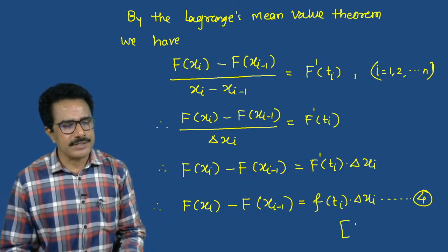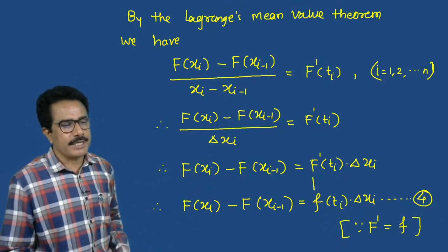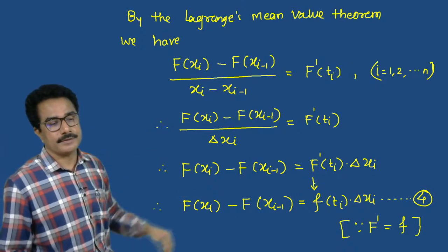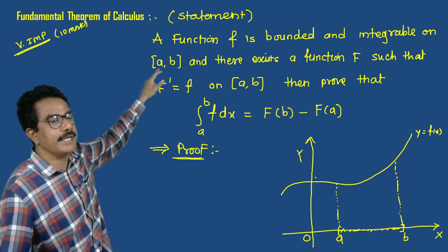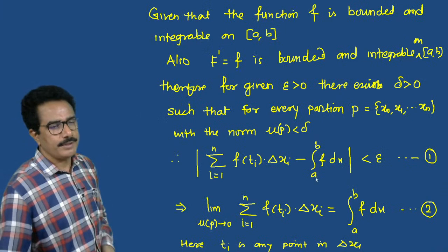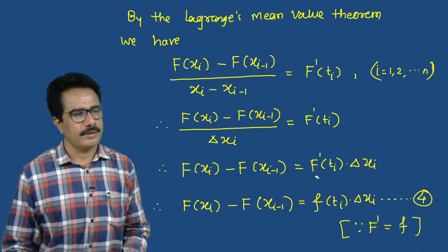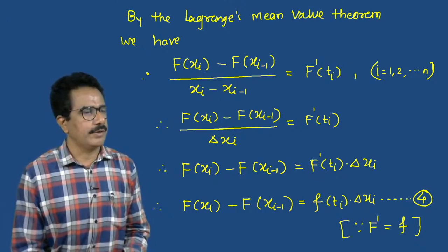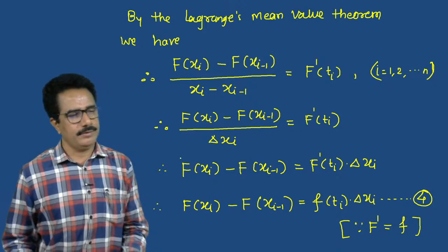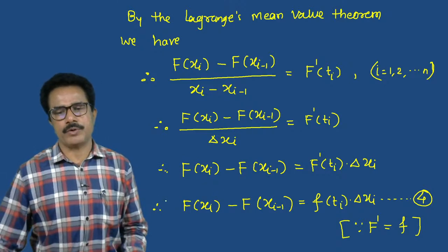Give the reason: since capital F dash equals small f. Here capital F dash is replaced by small f according to the given condition of the theorem. Already we have given in the theorem also, capital F dash is equal to f. So we have replaced this. Okay, so therefore, this is a very interesting theorem, you have to write this theorem very carefully.